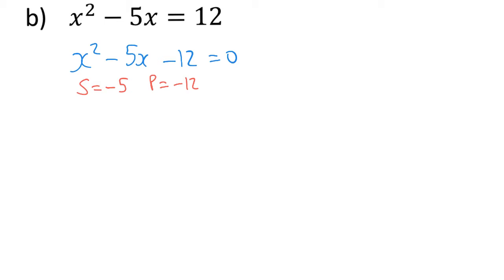So we need to use the quadratic formula. So a is equal to 1 because we've got 1x squared. B is going to equal negative 5. And c equals negative 12.